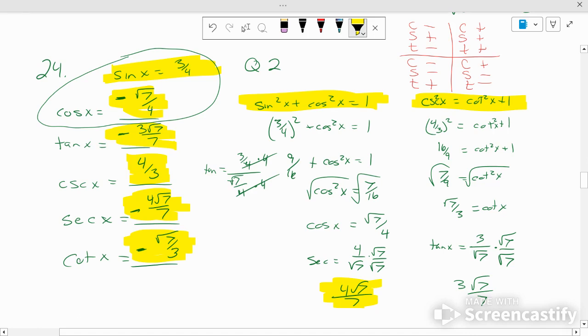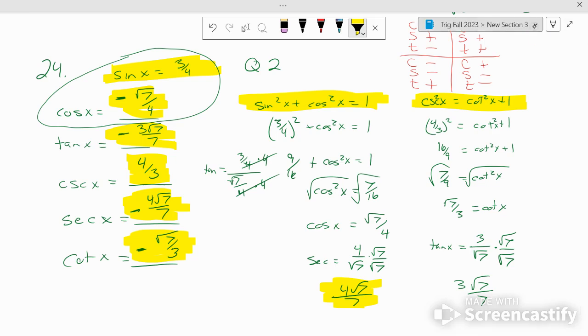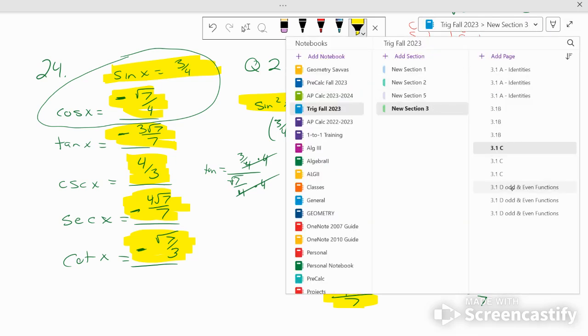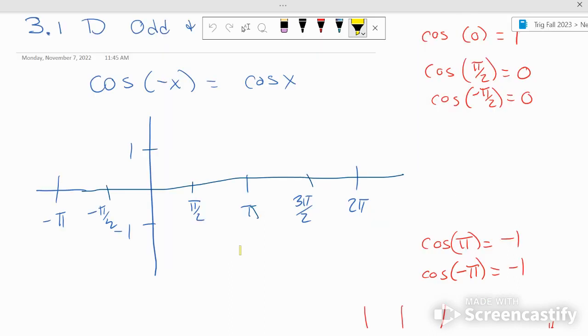Okay? So, are we good with those? All right. So, moving on to odd and even functions. Here we go.